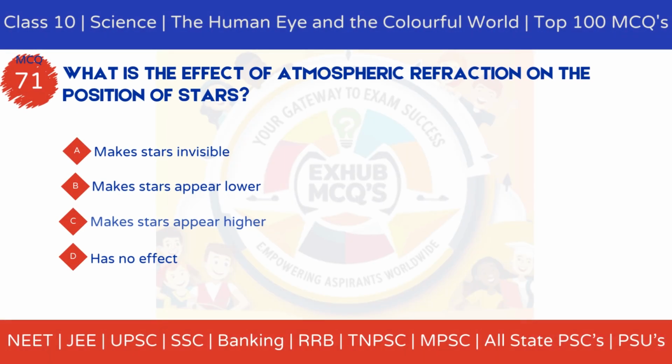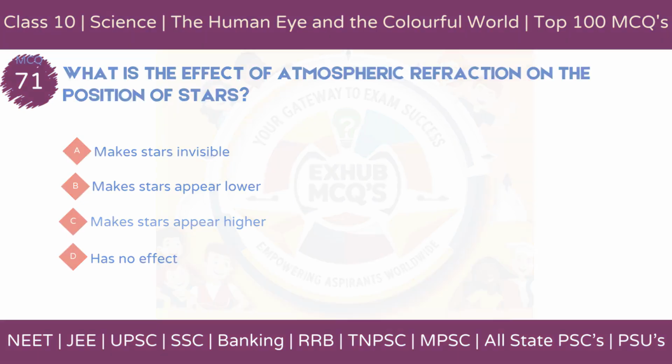What is the effect of atmospheric refraction on the position of stars? Option A, makes stars invisible. Option B, makes stars appear lower. Option C, makes stars appear higher. Option D, has no effect.